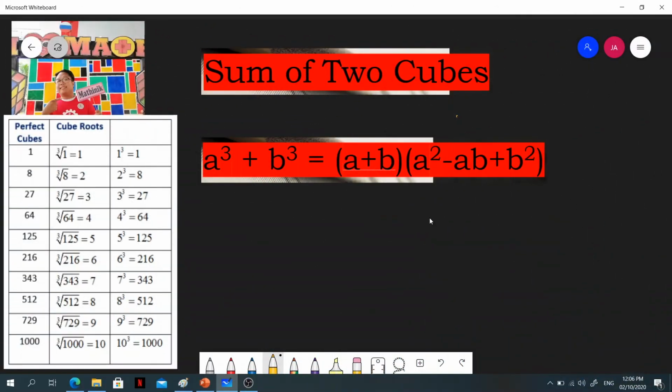Ang expression na equation that are factorable using the method of sum of two cubes, ang itsura po ay ganito. Okay? So, ang perfect cube plus another perfect cube. Okay, if we identify that the given wherein both terms are perfect cube, ibig sabihin ito ay factorable using this method. At ang magiging itsura ng sagot ay ganito. Okay, so let's have some example.